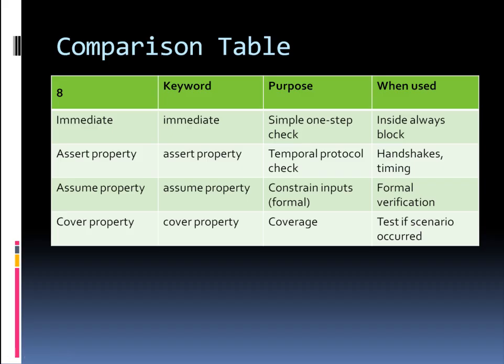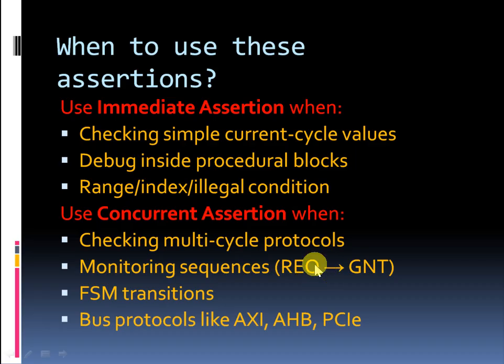Now let's see some good coding practices for SystemVerilog assertion. Before seeing the good practices, let's see something else. When to use these assertions? Use immediate assertion when checking simple current cycle values, debug inside procedural blocks, range, index, illegal condition. We use concurrent assertion when checking multiple cycle protocols, monitoring sequences like from request to grant, then FSM transitions, which we've discussed before, and bus protocols like AXI, AHB, PCIe.